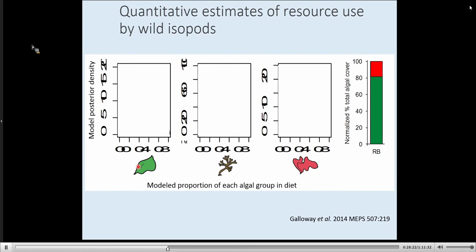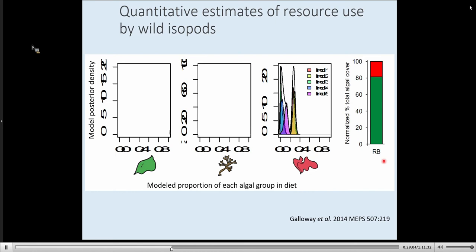What I've done here, and this is the main topic of the end of my PhD and my postdoc time, is we adapted an isotope mixing model called MixSIR, and also SIAR, which are common isotope mixing models. We said, why can't we just run this with fatty acids? And so we made it work with fatty acids. This is described in the paper. But essentially what that allows us to do is get quantitative estimates of resource use based on their fatty acids. And on this other plot here, it's showing for that particular site, Richmond Beach, what the algal cover was like. So it was 80% green algae and about 18% red algae in the field at that site.